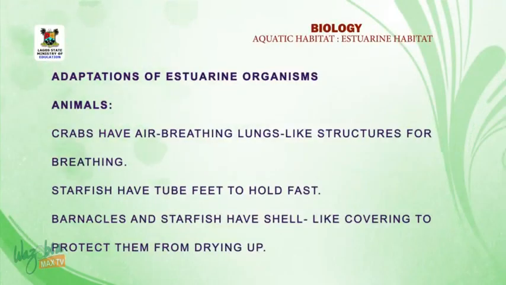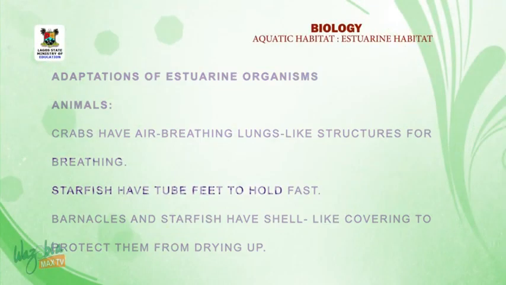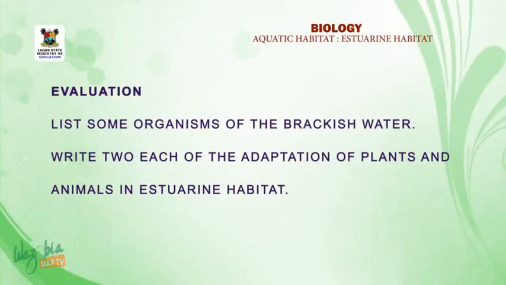Now let's evaluate ourselves before we round up. I want you to list some organisms of brackish water, that is both plants and animals that are found in the brackish water or estuarine water. Then I want you to write each of the adaptations of plants and animals in estuarine habitats.